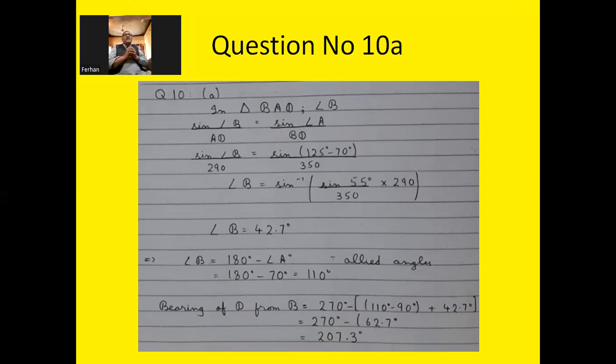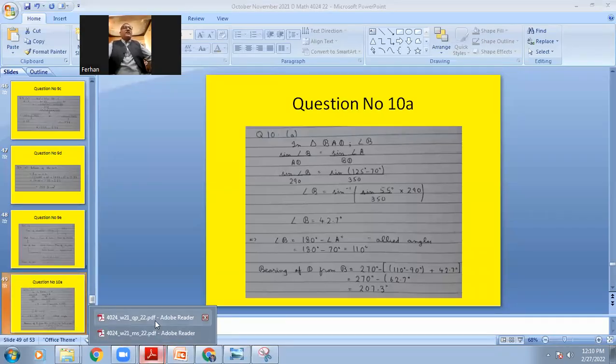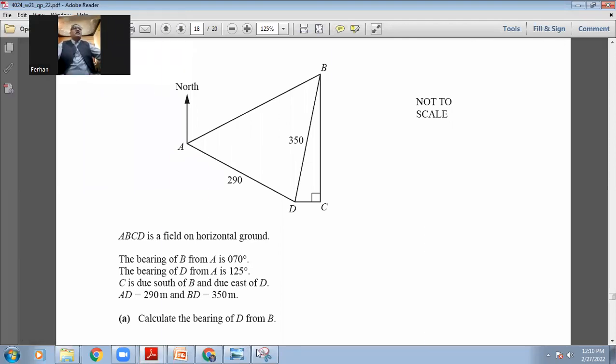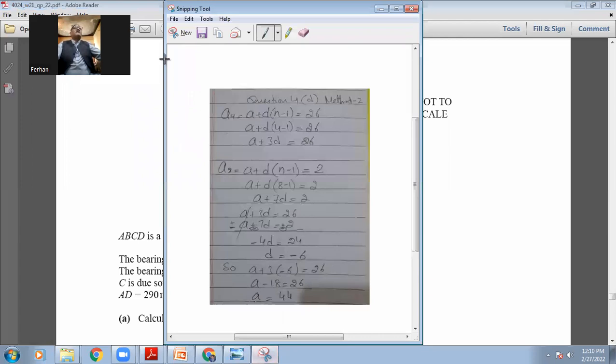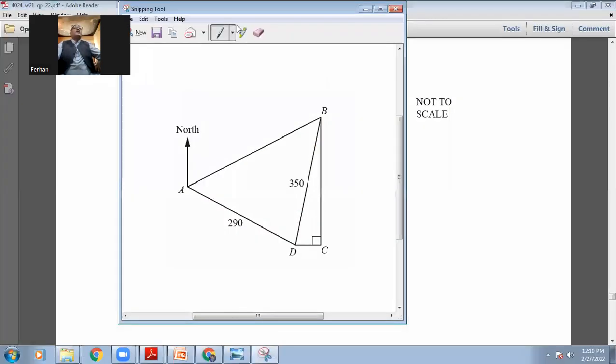So angle B and the allied angle there will be 180 minus angle A, that will be 70. So let me show you before you get confused. I can show you this on the graph. Let me show you.